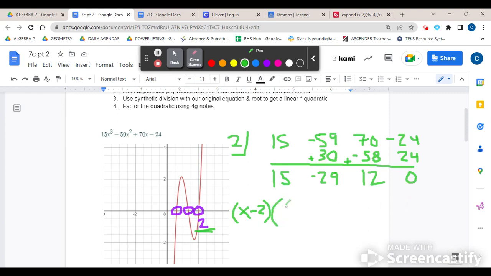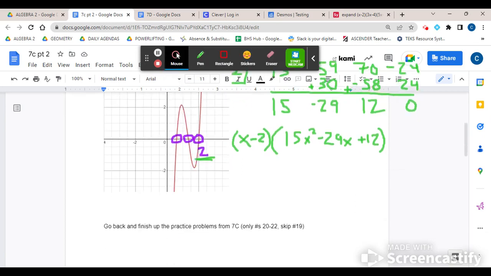And then we're left with a quadratic of 15x squared minus 29x plus 12. Now we're tasked with factoring this quadratic out. So what we're going to do, again, is multiply 15 times 12. We'll multiply 15 times 12 to get 180.